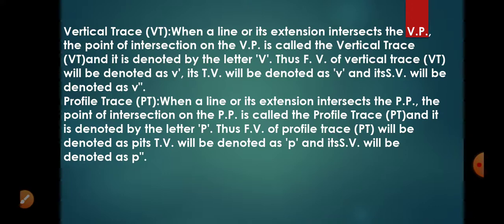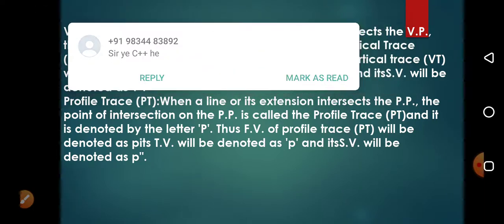When the line intersects the profile plane, the point of intersection on the profile plane is called the profile trace point, and it is denoted by the letter P. The vertical trace point is denoted by V, the profile trace point by P, and the horizontal trace point by H.